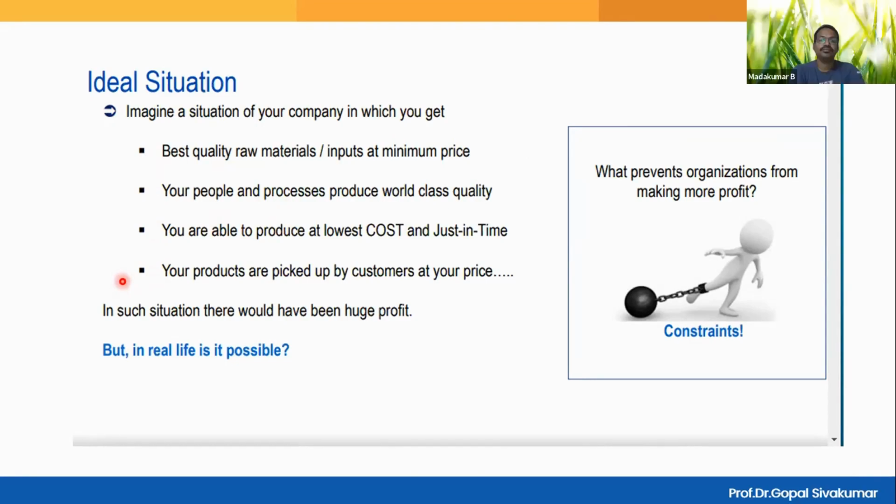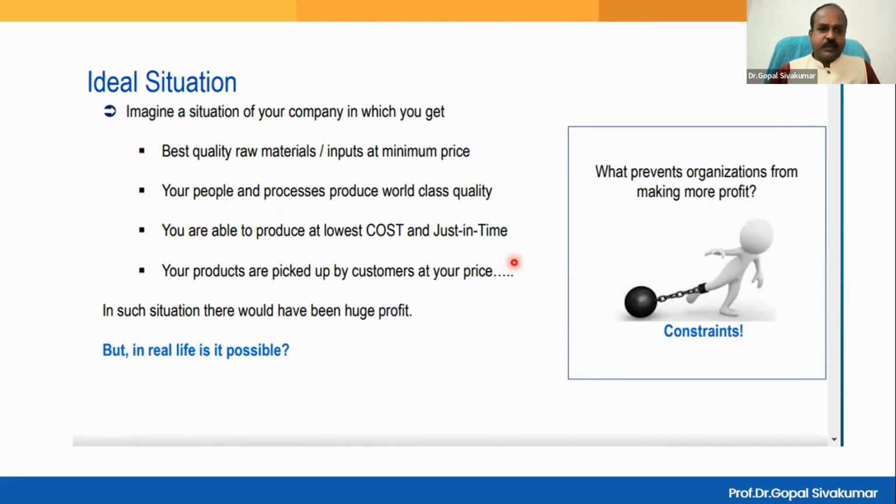Very difficult. No. That's why we call it an ideal situation, right? So in such a situation, if all these things happen, there will be a huge profit. But in real life, it is difficult, right? So what is preventing your organization from moving towards the ideal situation? That is my question. What are the constraints? How can you overcome the constraints?